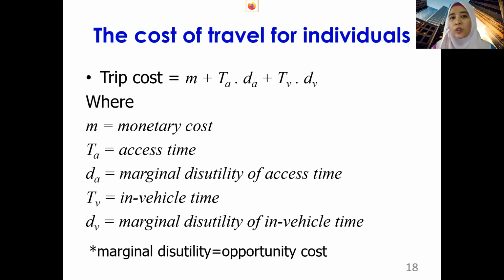So just now 3 plus 8 plus 3, let's say 3.33. So 3 plus 8 plus 3, so you get what? 6 plus 8, 14. So that is the trip cost. Instead of just considering the money you pay for the ticket, you also have to pay for the access time and also in-vehicle time. So all together, we can say that it costs me 11 ringgit for my trip.